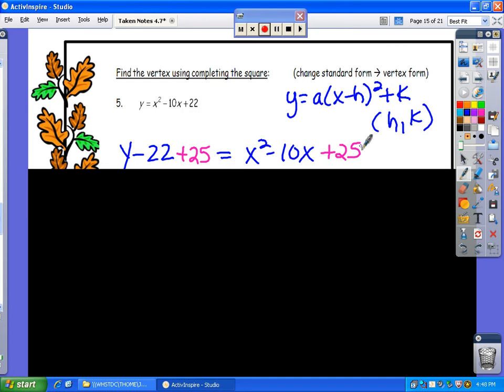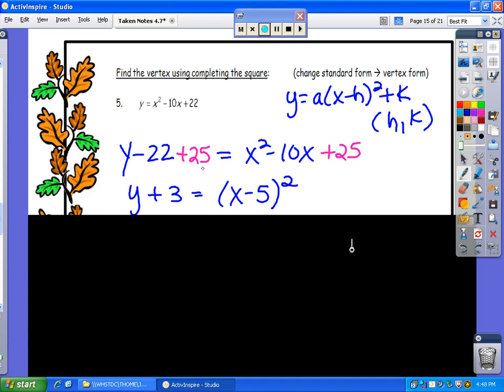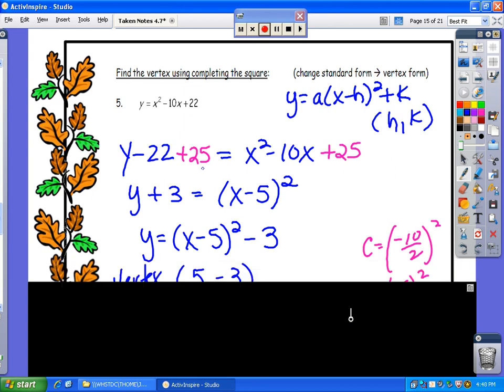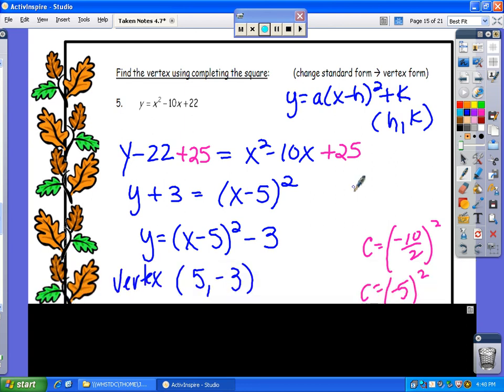complete the square. So half of negative 10 is negative 5, squared is 25. So I've added 25 to both sides. Factor the trinomial. And now all I have to do is move the 3. So now we're in vertex form. And in vertex form, our vertex is (h, k). So now it's very easy to get our vertex. We don't need to use the opposite of b over 2a. I think it's probably fewer steps to change it into vertex form.